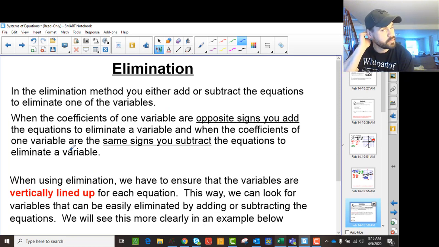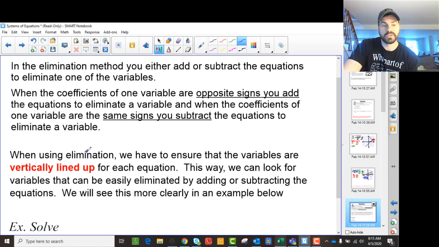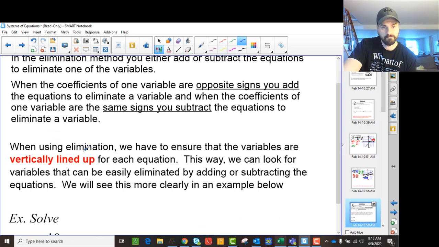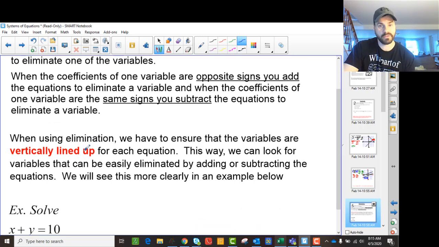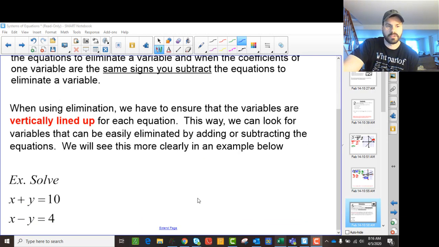The second method is elimination. Essentially, what you're trying to do is eliminate one of the variables. So you're trying to either add the equations together or subtract the equations so that one of the variables disappears. You line them up, and then you make sure that the x values are the same or the y values are the same, meaning the constants in front of them are the same. And then we add or subtract the equations. So here's an example, and I'll show you this.